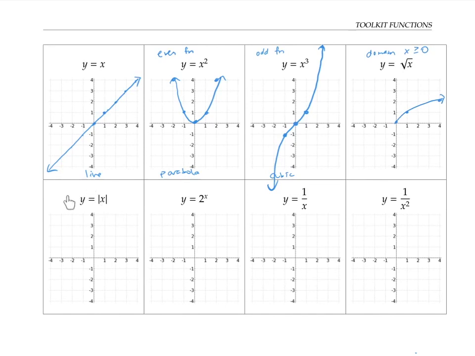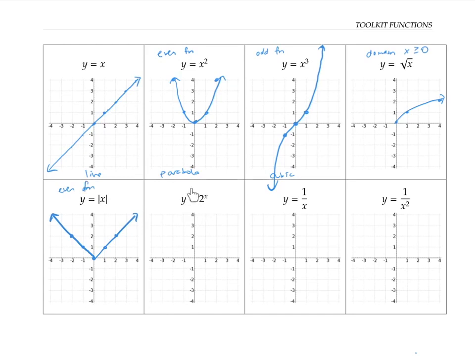The absolute value function is next. Again, if we plug in a few points, x is 0 goes with y equals 0. x is 1 gives us 1. The absolute value of negative 1 is 1. 2 is on the graph, and the absolute value of negative 2 is 2. I end up getting a V-shaped graph. It also has even or mirror symmetry.